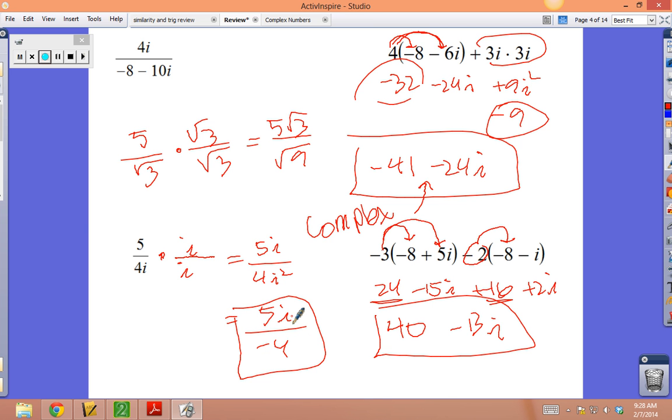And 5i over negative 4, that's the same thing as negative 5i over 4. So you can write it that way, or it's the same as negative 5i over 4 with the negative out front.